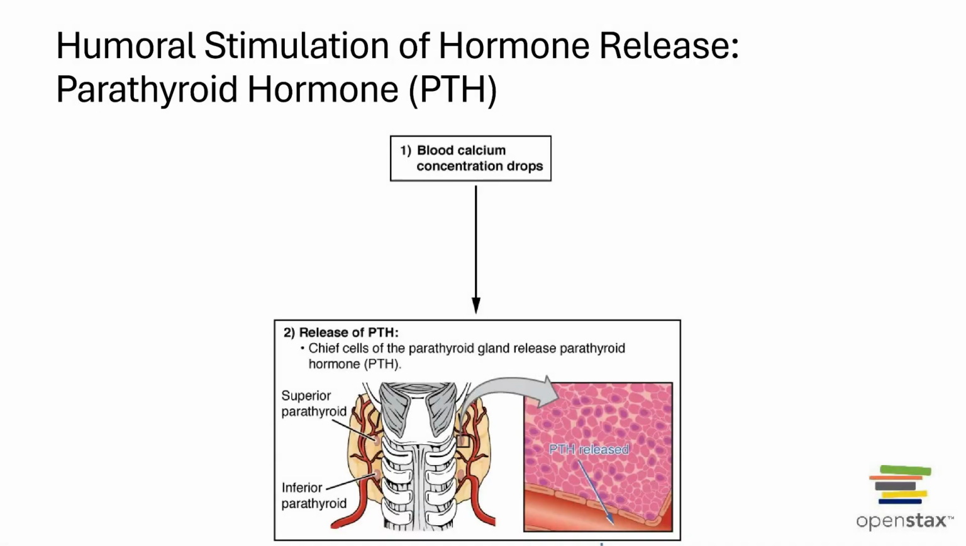Another example of a humoral stimulus is the blood calcium concentration. When blood calcium concentration drops below its homeostatic set point, the chief cells of the parathyroid gland release parathyroid hormone, or PTH. Parathyroid hormone then acts on target cells to increase blood calcium levels. For example, activation of osteoclast cells releases calcium from bone. This restores homeostasis through a negative feedback mechanism.